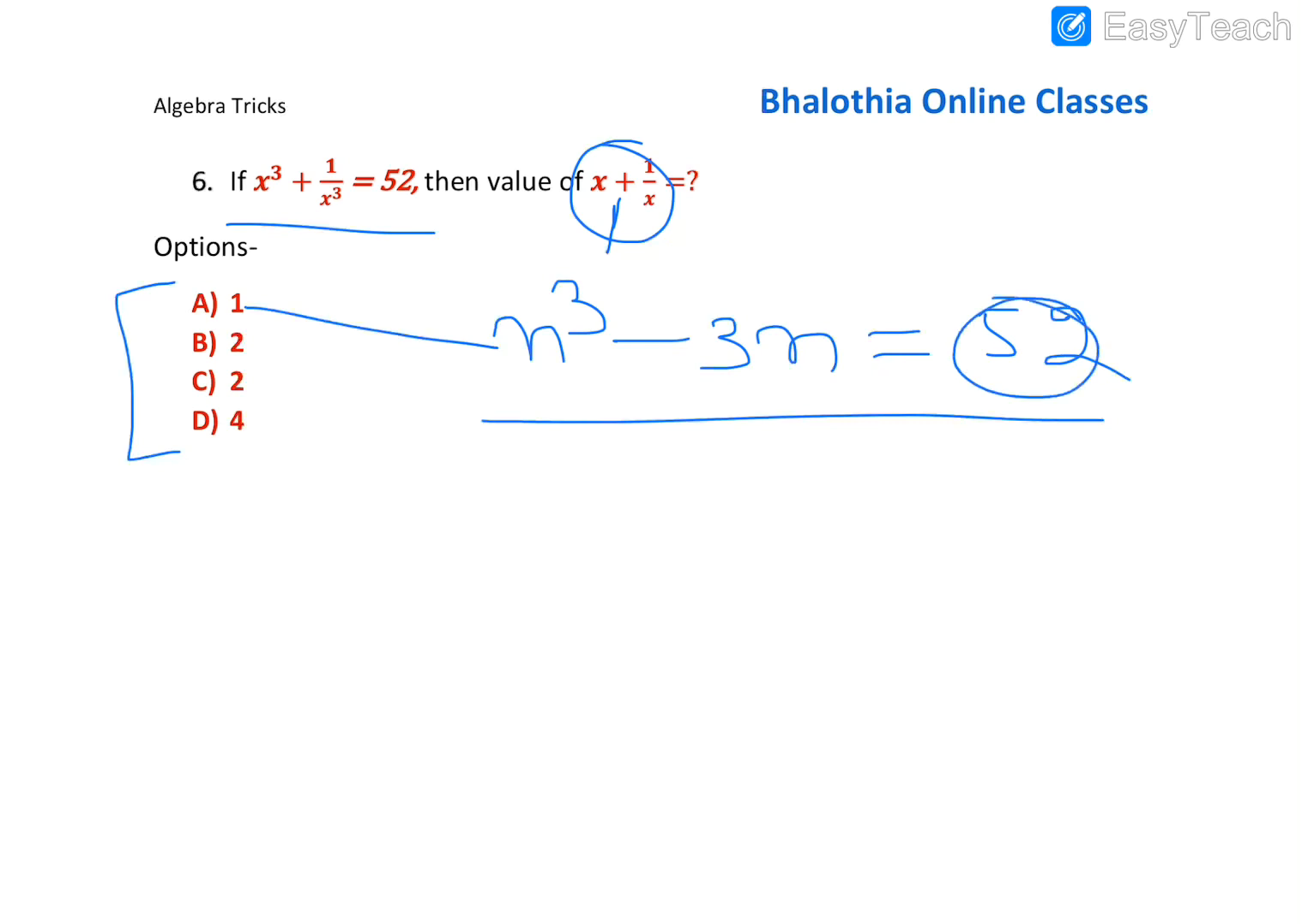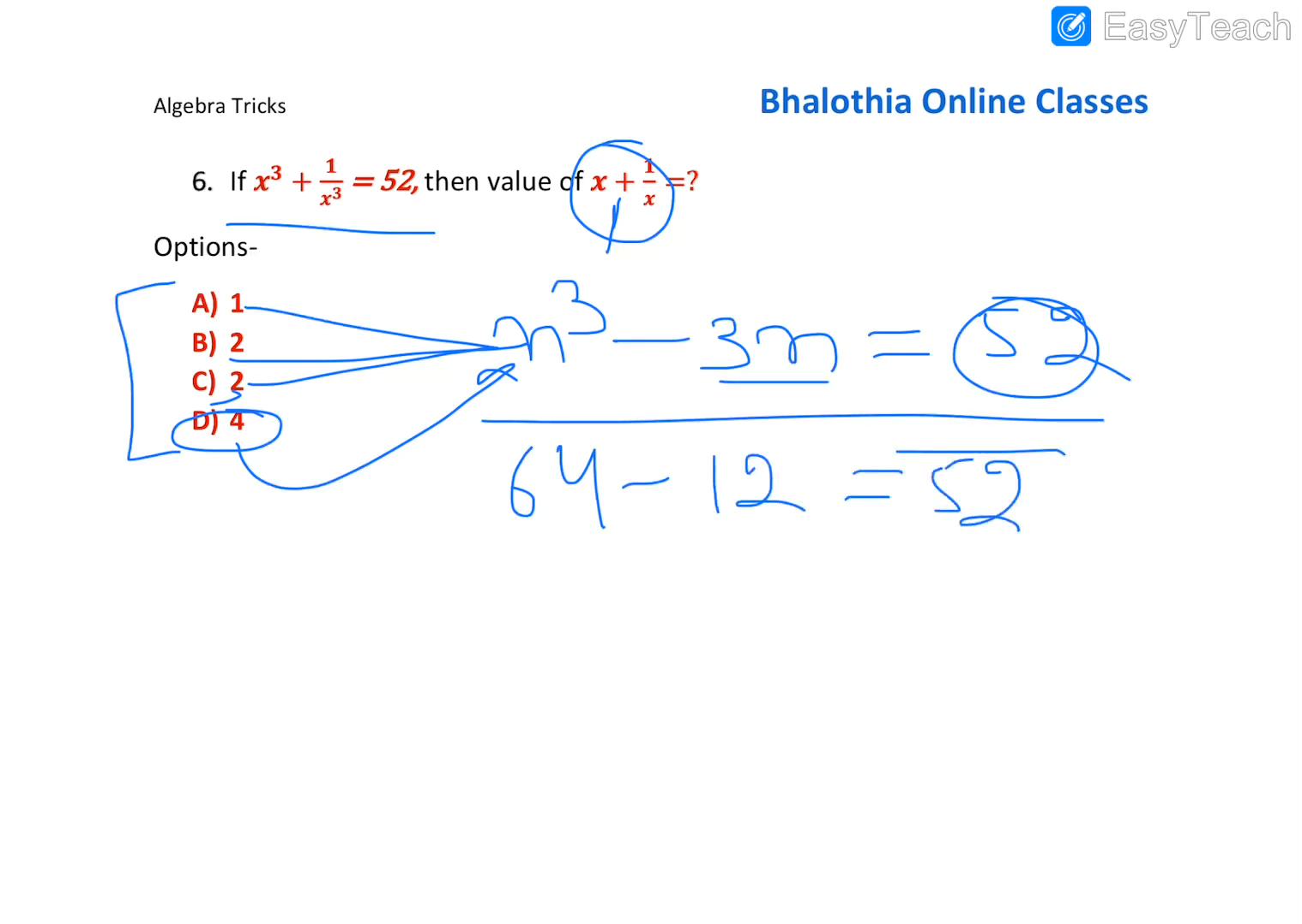So let's put the value of n from the options, like 1 raised to the power 3 minus 3, it will not become 52. In a similar way, 2 will also not resolve, and 3 will also not solve this one. And if you put 4 in place of n, it will become 4 raised to the power 3, that is 64, and minus 4 into 3, that is 12, it will become 52. So both sides are matching in the case of 4. So the value of x plus 1 by x will be 4. So your right answer will be D. Okay, hope you got it.